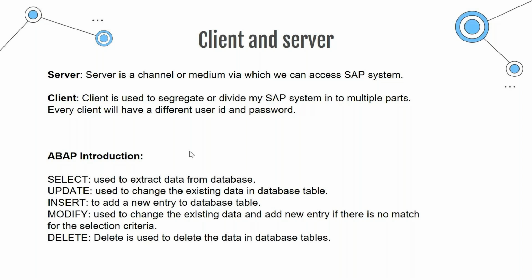First it will try to update the values. If update is not possible, then it will try to insert the values. Okay, it will act as both update and insert. Modify. Finally, delete. Delete means removing. So it is used to delete the data in database tables. So these are just some basic data extraction, data manipulation keywords in ABAP.